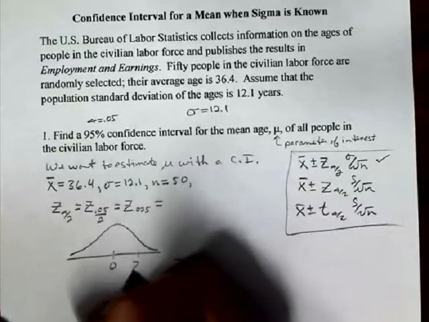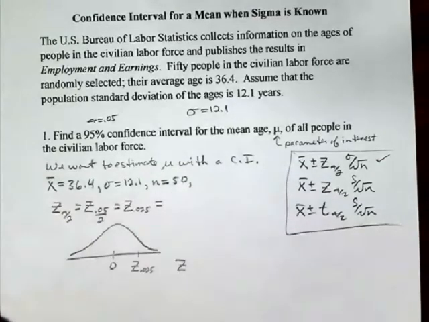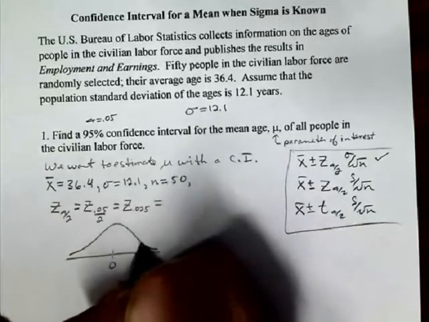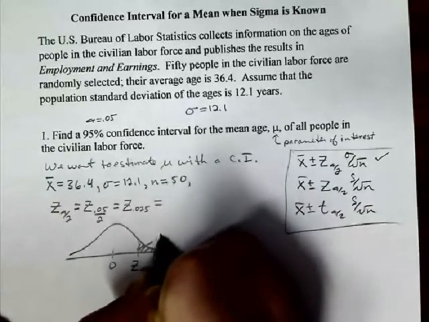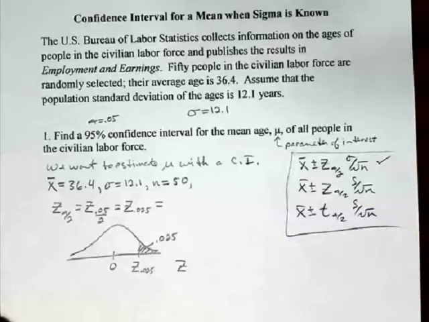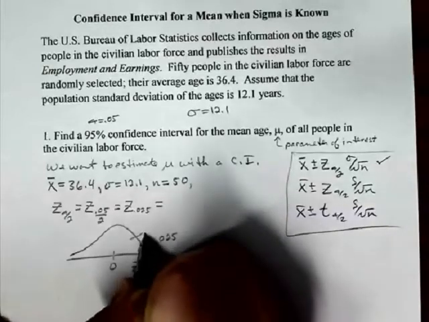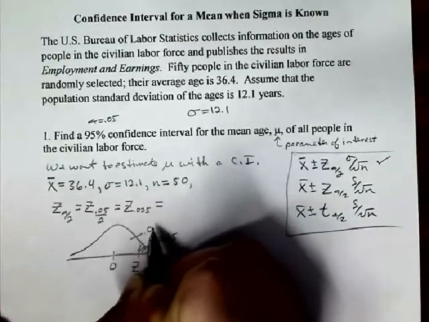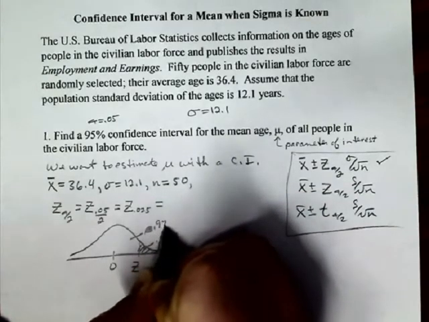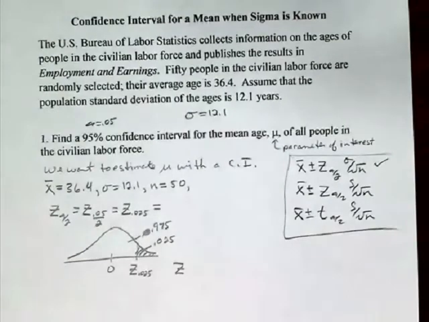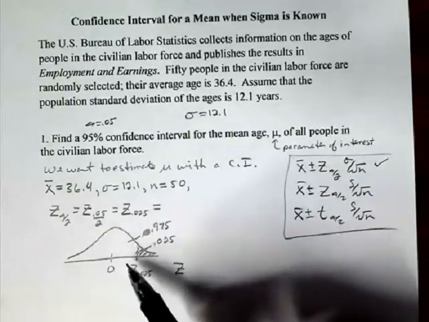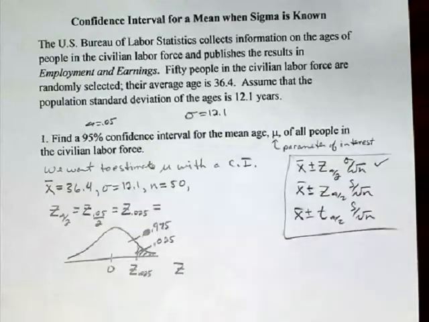Here I'm looking at z sub 0.025, the particular value of z such that the area under the curve to the right of this value is 0.025. Well, that means the area under the curve to the left of this value is 0.975. So what I have to do here is look on table C of the textbook and see which z-score has an area to the left of 0.975, or as close as I can get to it.